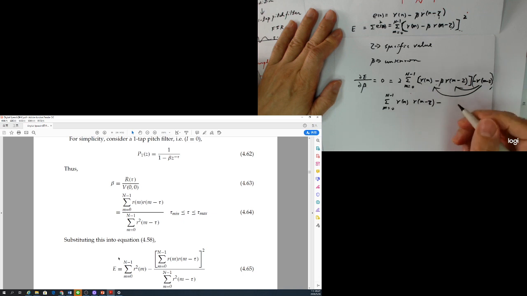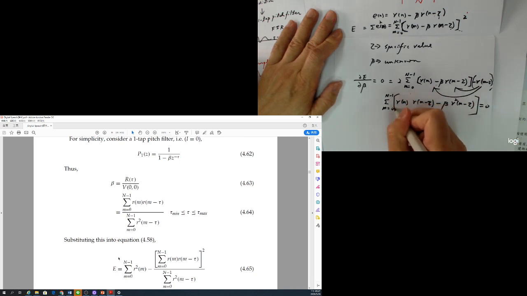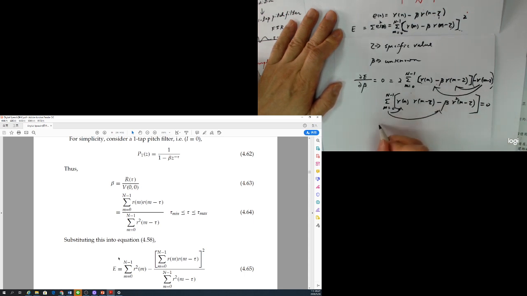So still minus beta times r of m minus tau squared. We hope this becomes 0. So the summation is put inside here, and you can see the best beta becomes the summation, n equals 0 to n minus 1, of r of n times r of m minus tau, divided by the energy. So this one is more like the correlation divided by the energy.